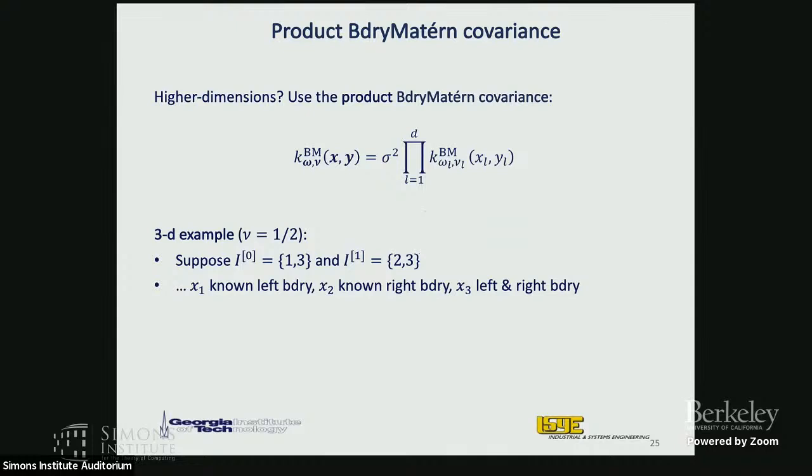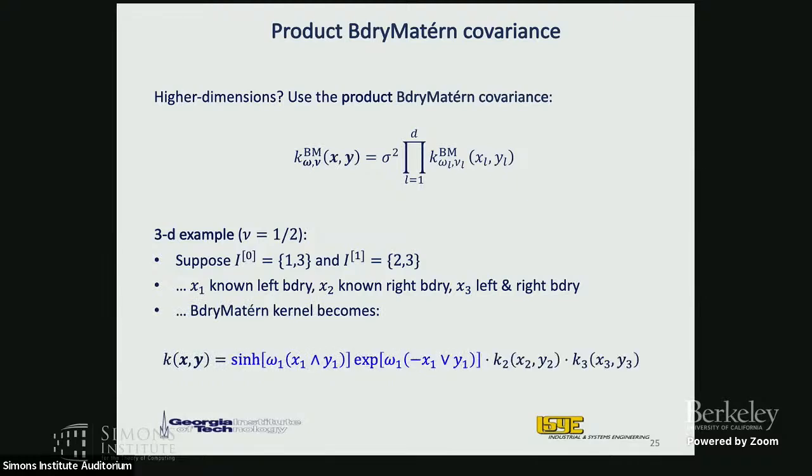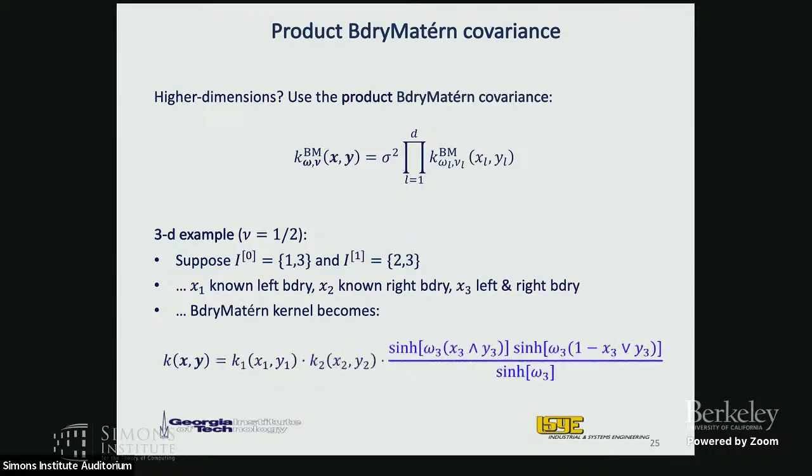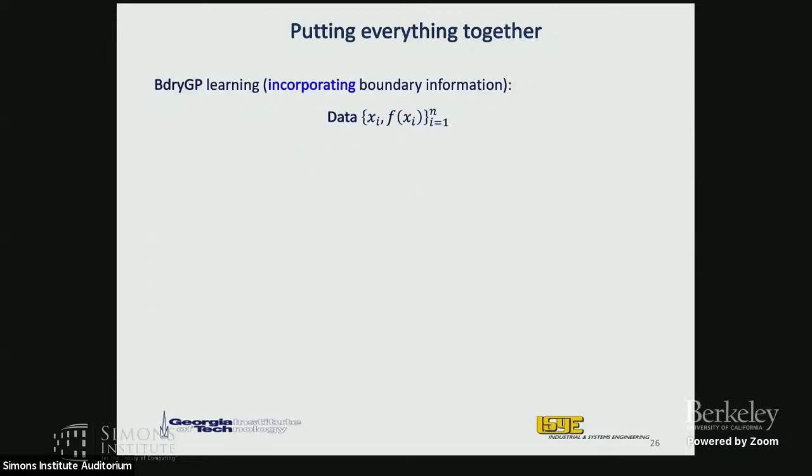Okay, so let me now do a 3D example. In the 3D example, variables 1 and 3 have a left boundary, variable 2 has a right boundary, and variable 3 has both left and right, because it's in both index sets. So now let's look at the first one. This is the explicit closed form for the first one, second one, third one. So putting everything together, we sort of build this up. Remember, we still have the Matérn, but as a first attempt, it's good enough. It can solve many problems.